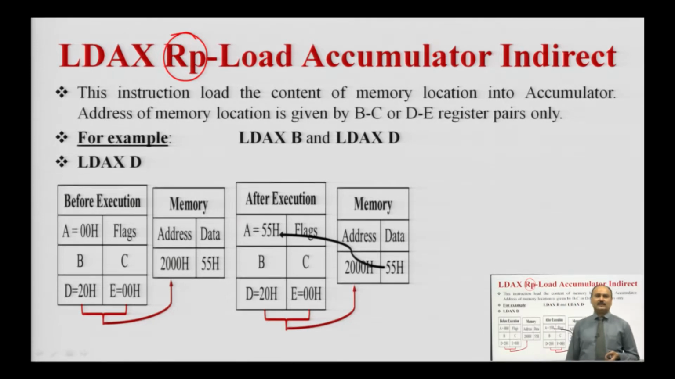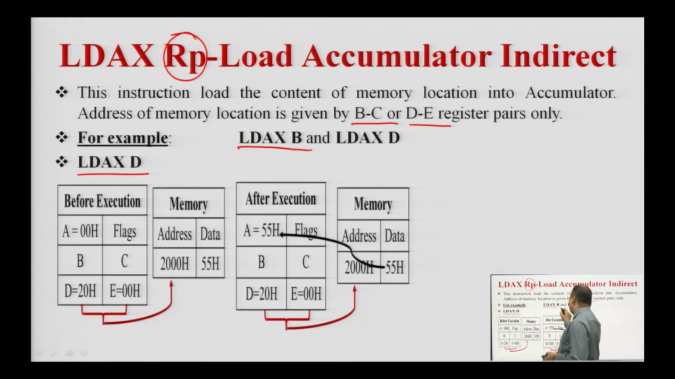The address of the memory location is indirectly specified by the register pair. So, with this instruction the register pairs which are used are the BC register pair and the DE register pair. So, the BC register pair and DE register pair are used to hold the address of the memory location. For example, LDAX B and LDAX D instructions are the examples of this load accumulator indirect. So, let us consider the example of the instruction LDAX D. Here the DE register pair comes into picture with this instruction.